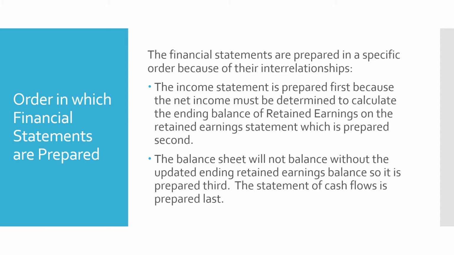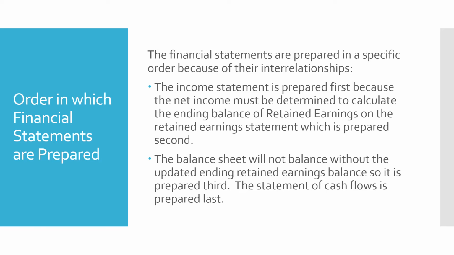The financial statements are prepared in a specific order because of their interrelationships. These interrelationships are referred to as articulation. The income statement has to be prepared first because you're going to calculate net income or loss on that statement, and the net income or loss from the income statement is needed to calculate the ending balance of retained earnings on the statement of retained earnings. Your balance sheet won't balance unless you have the proper ending retained earnings balance.